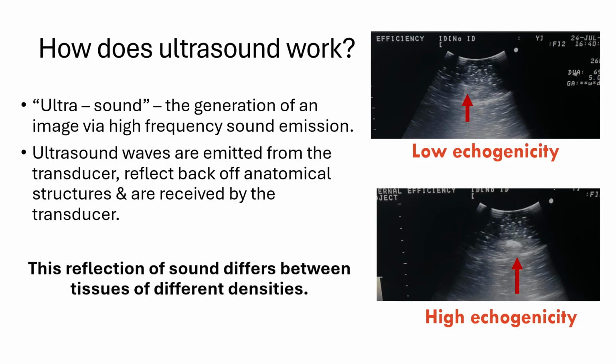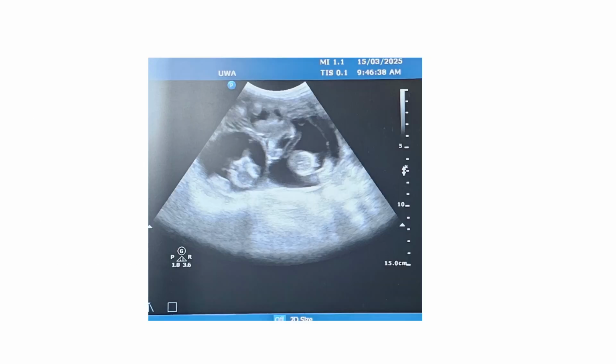Now, the reflection of this sound differs between different tissues, and this generally comes down to tissue density. Now, this is great in the context of pregnancy because there are lots of different tissue types going on, which allows us to distinguish between maternal and fetal structures.